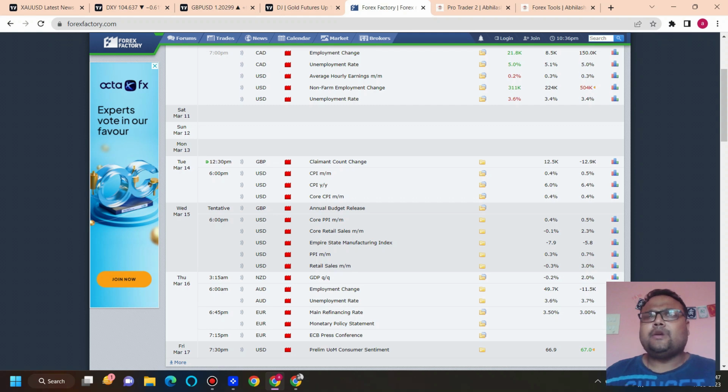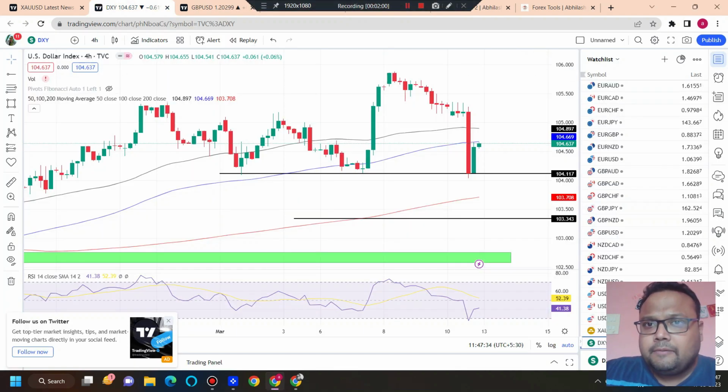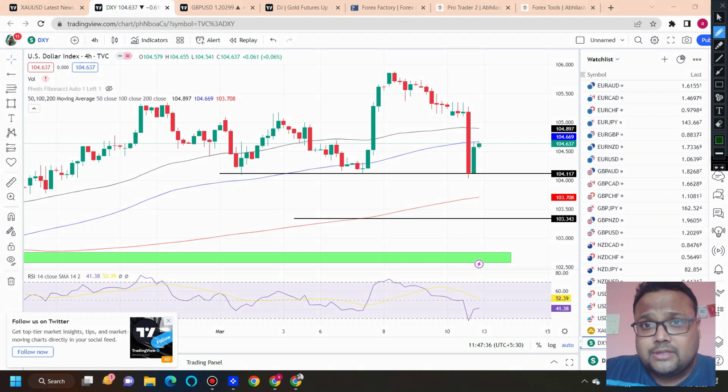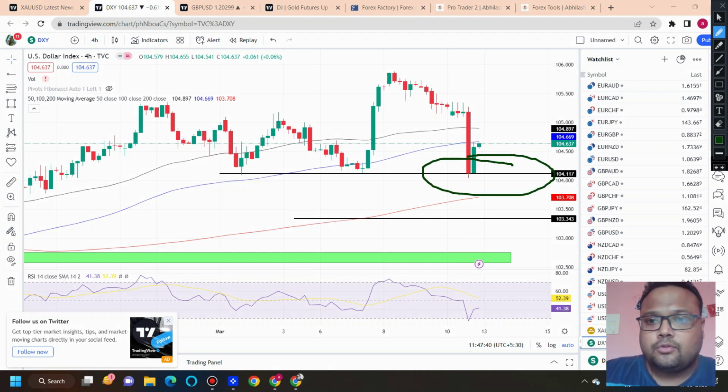Usually volatility arrives during the US session, but on Monday I don't think the market will show extreme volatility during the US session as well, because on Tuesday we have another big event, that is CPI. As a result, if DXY comes down after market opening, then it will get some support around the 104 level again.